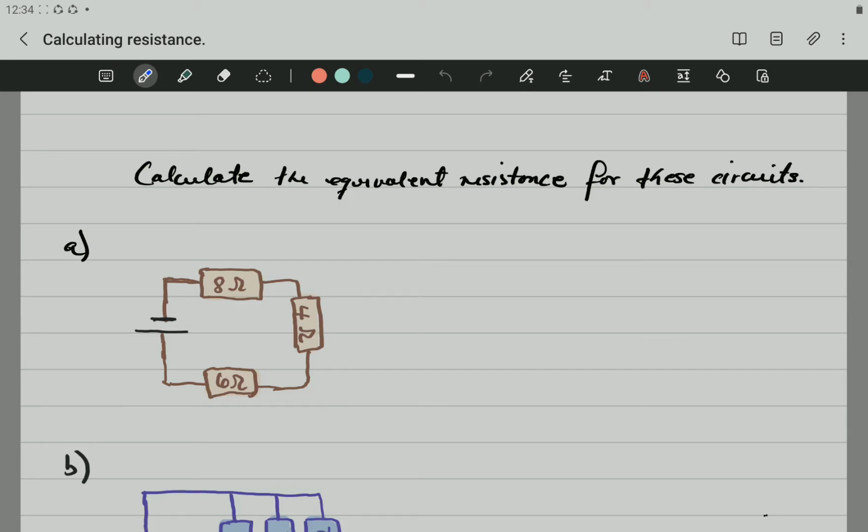Hello learners, here is Mr. G, and this is going to be a very short video just to practice how to calculate the equivalent resistance for certain circuits. This is very easy. Okay, the first circuit is a resistor.